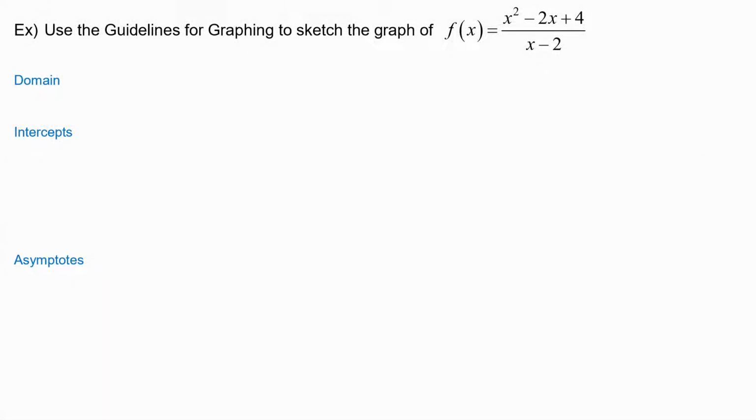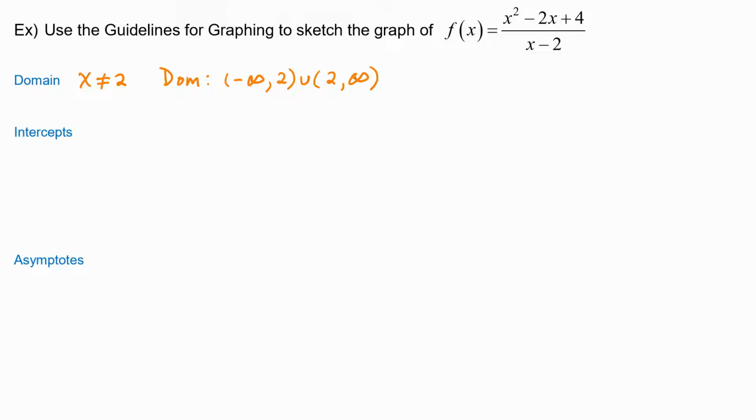In this example, we want to use the guidelines for graphing to sketch the graph of this given f of x. First off, we want to consider the domain, and we know that x cannot equal 2, which means that our domain is from negative infinity to 2 union 2 to infinity. So we're going to have curves on the graph everywhere except at x equals 2.